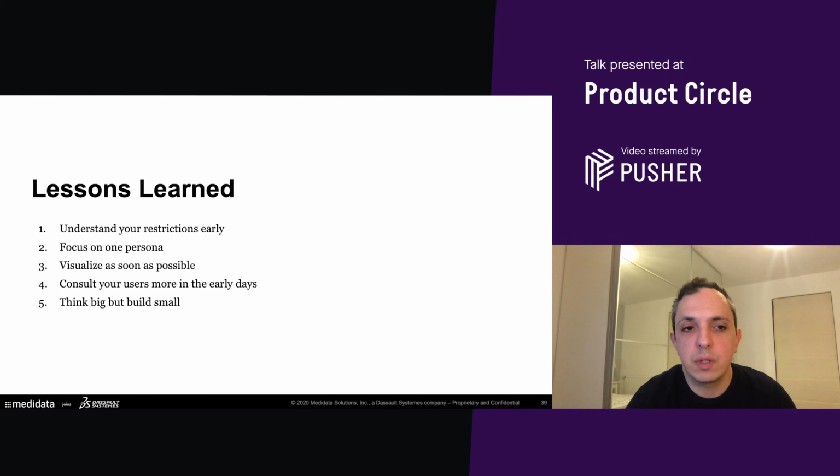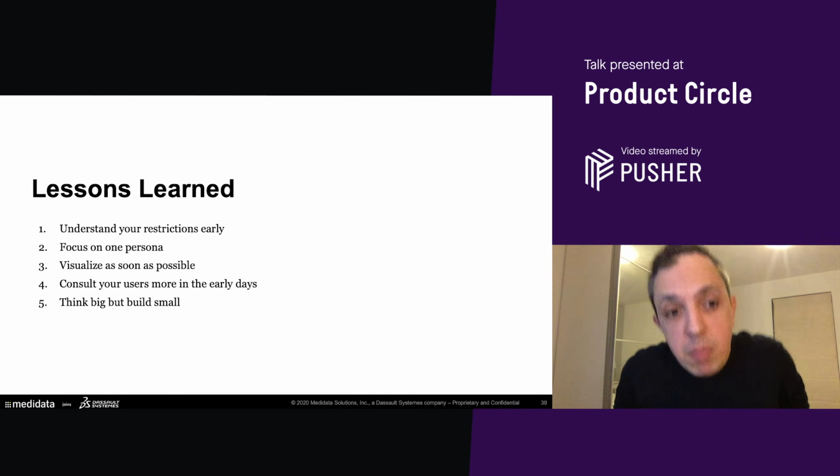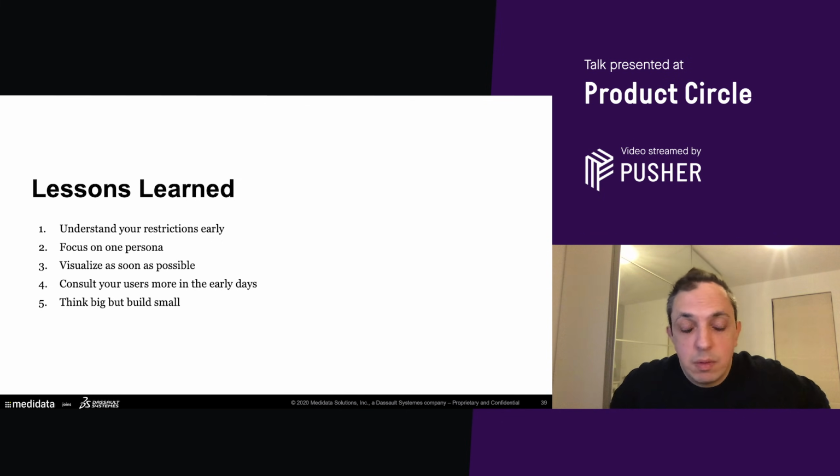It's great if we could have focused on one persona. We did that mistake too. We focused on two user roles to begin with, and then scaled down to one, which made the whole conversation a lot easier. We visualized as soon as possible, right? So again, back to that paper mockup. This was a great turning point in the whole process, and it helped facilitate a lot of the conversations afterwards.